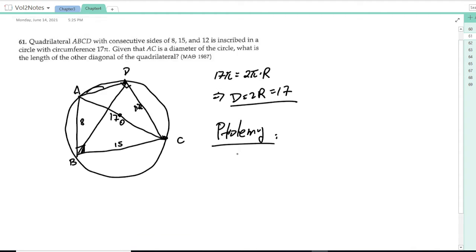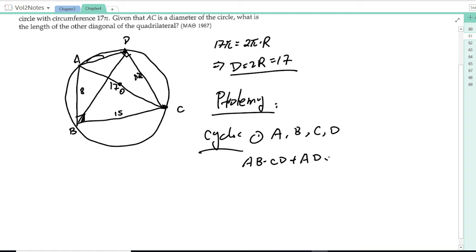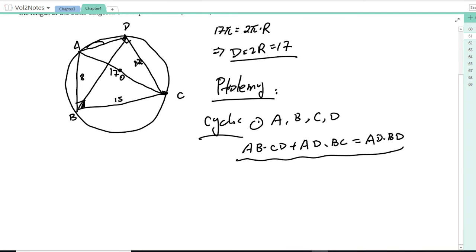Ptolemy's Theorem tells us that for a cyclic quadrilateral ABCD, AB times CD plus AD times BC equals the product of the two diagonals, AC times BD. To prove this, we use similarities.